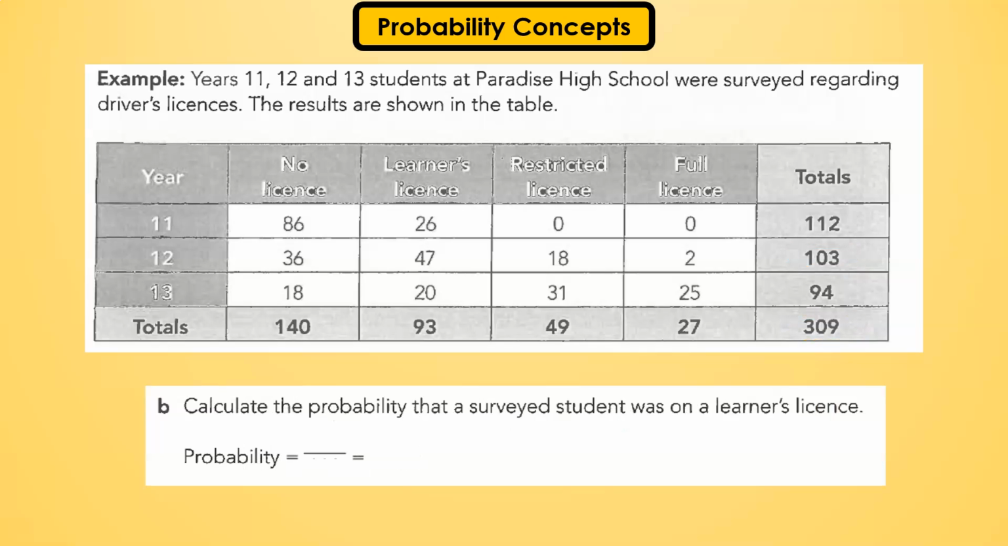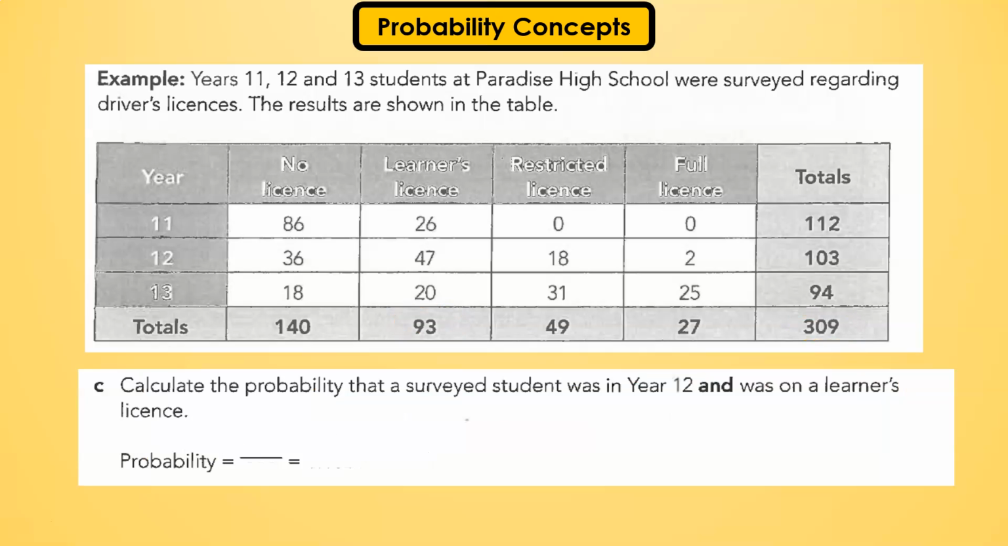So the next one, calculate the probability that a surveyed student was on a learner license. Again, we've got surveyed student, so it must be out of 309, and there are 93 students that had a learner license. So there's our probability. Notice how the probability is in 4 decimal places. You should always do that. In some other subjects, they ask you to do 3 significant figures, but for probability it should be 4.